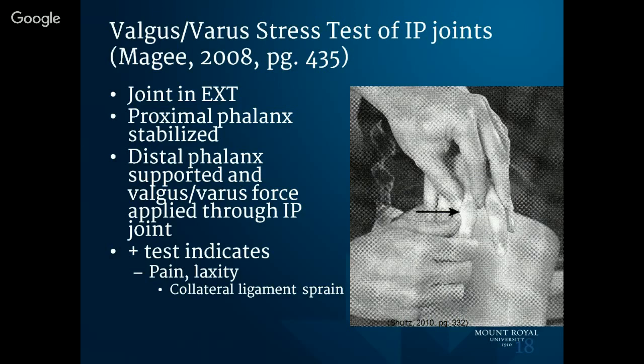This slide describes a valgus and varus stress test, specifically at the interphalangeal joints. Just like other valgus and varus stress tests performed in different regions of the body, perform this test with the joint in extension. Stabilize the proximal phalanx with one hand, and then support the distal phalanx while providing a valgus and/or varus force through the interphalangeal joint line. Pain and/or laxity confirms a collateral ligament sprain, either an ulnar collateral or radial collateral ligament sprain.